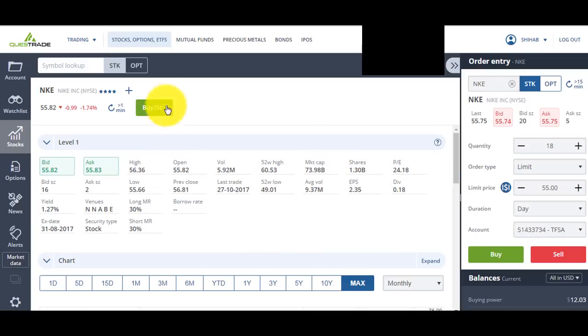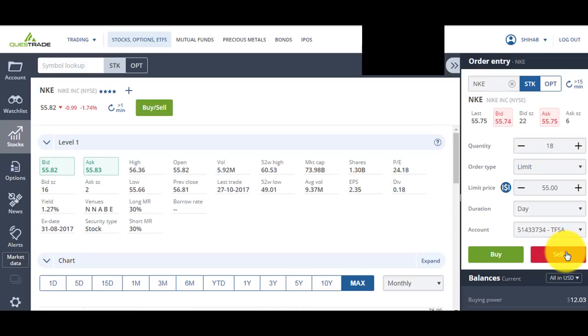Same thing for selling. When you want to sell, instead of clicking buy, you'll click sell. You'll go through the same process, but instead of clicking buy, you'll click sell. So that's how simple it is to trade on the stock market. You don't need to be an expert. You don't need to hire someone to do it for you.